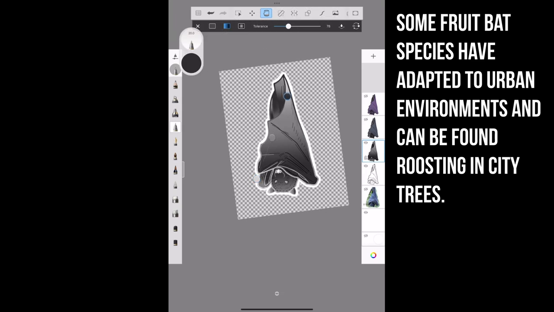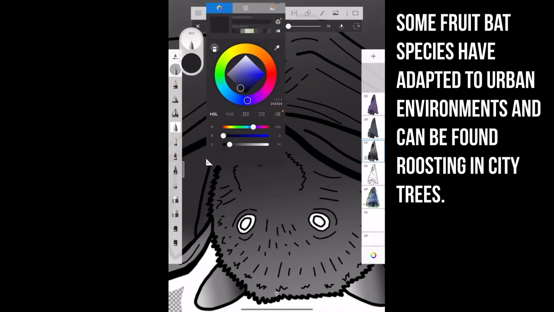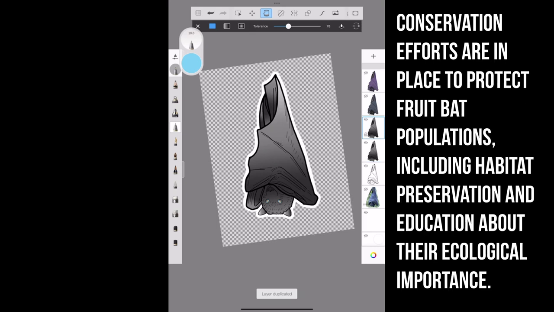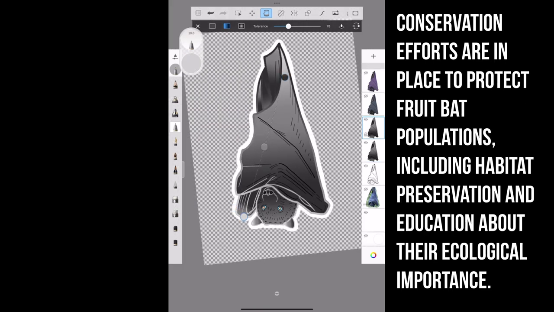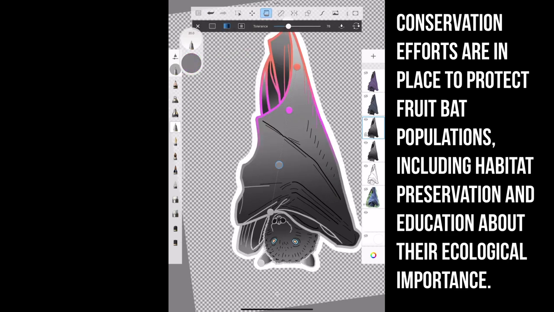Some fruit bat species have adapted to urban environments and can be found roosting in city trees. Conservation efforts are in place to protect fruit bat populations, including habitat preservation and education about their ecological importance.